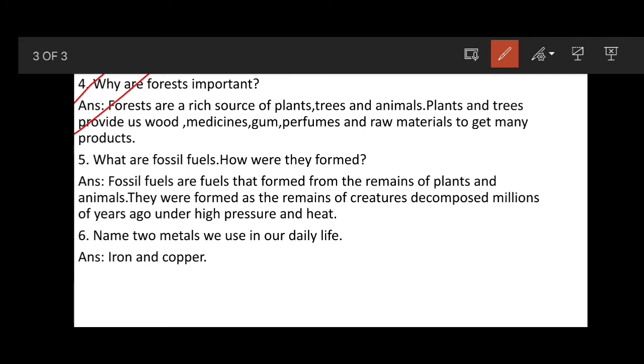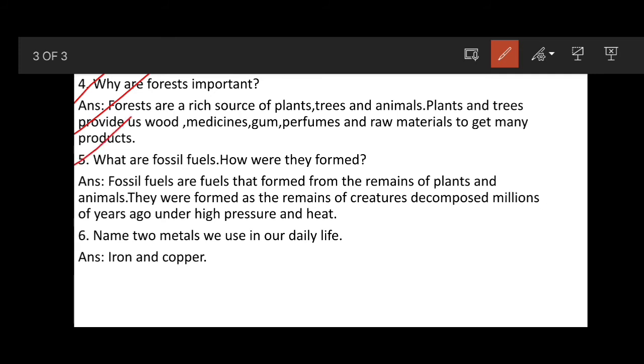What do we get from forests? We get plants and trees. And from plants and trees, what do we get? We get wood, medicines, gum, perfumes and raw materials to get many products. That is why forests are important. Forests are a rich source of plants, trees and animals.